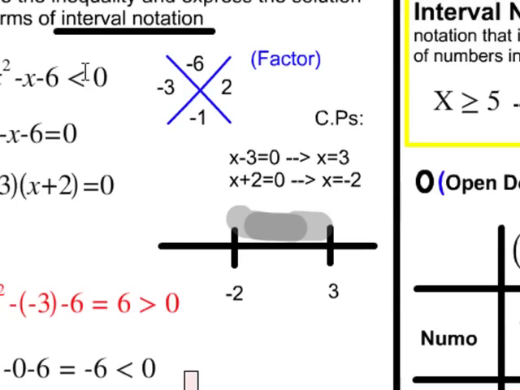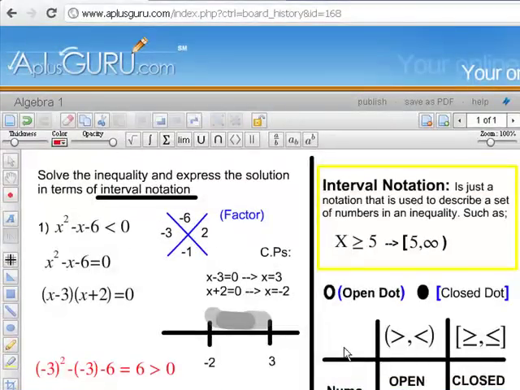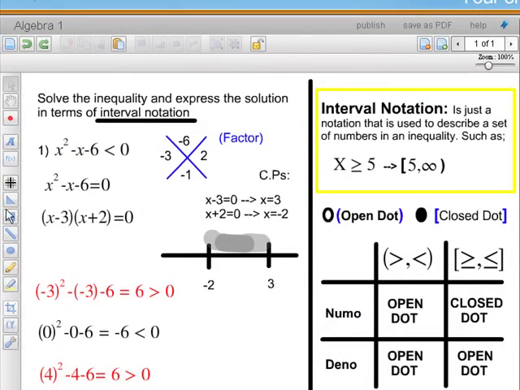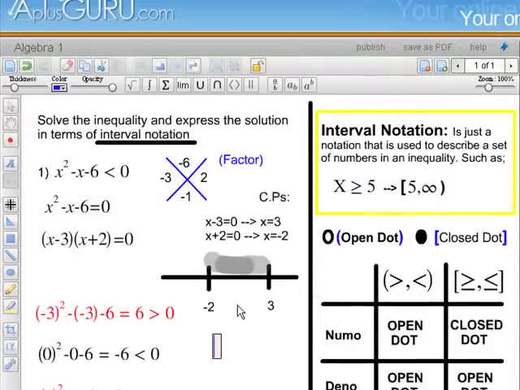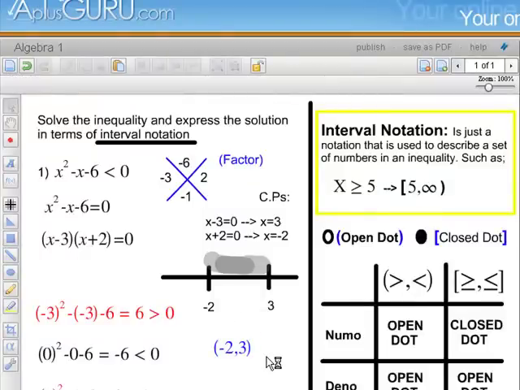Since it's just a less than sign, our solution is going to become open parentheses negative 2, comma, 3, closed parentheses. That is basically our solution.